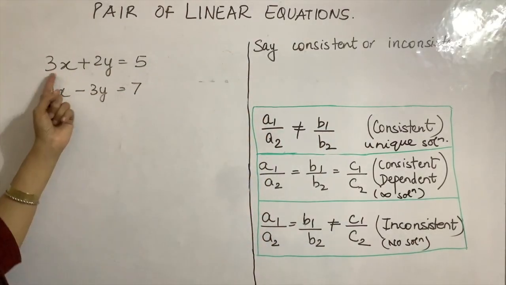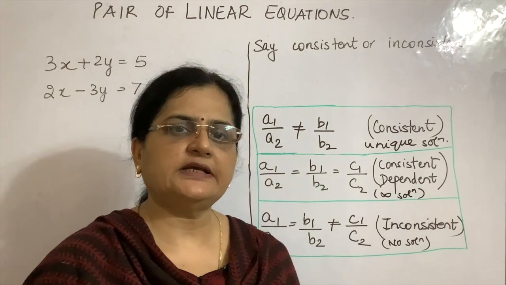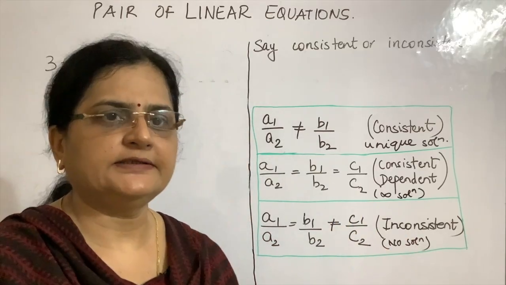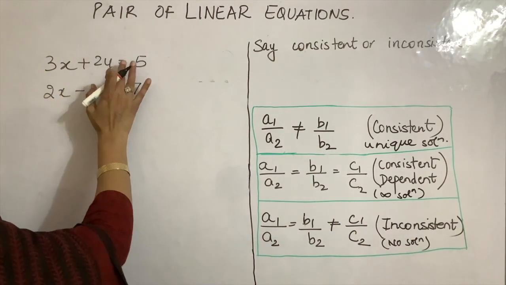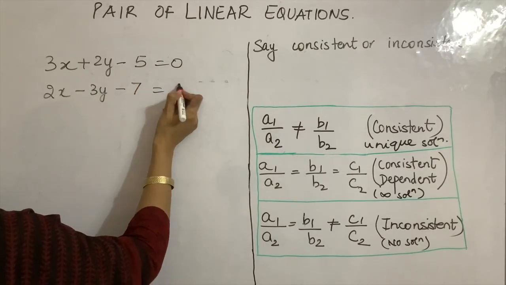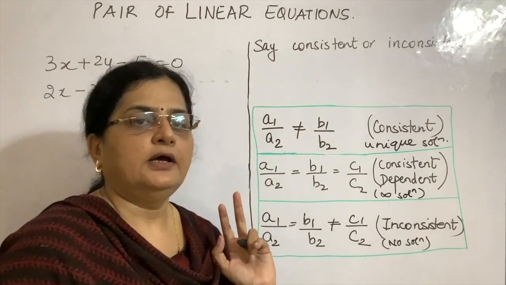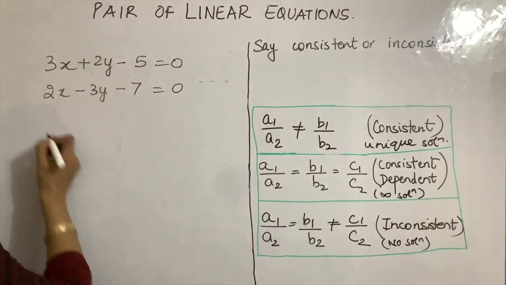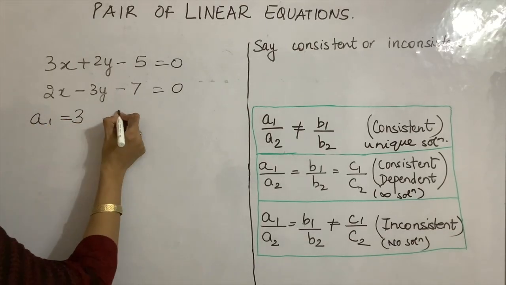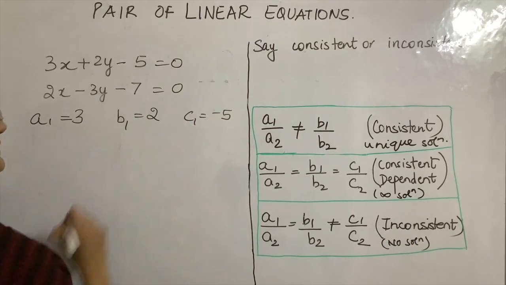So the lines are given as 3x plus 2y is equal to 5 and 2x minus 3y is equal to 7. So the first thing is right hand side should be equal to 0. So whatever is there on the right hand side, transpose it to the left hand side. So minus 5 is equal to 0 and minus 7 is equal to 0. Just bring it to the left hand side. Now over here, a1 is 3, b1 is plus 2 and c1 is minus 5.